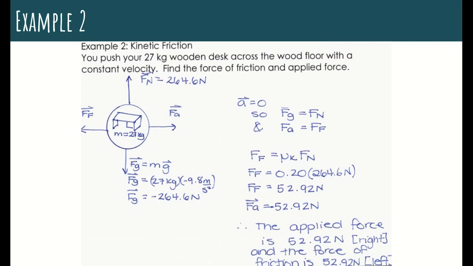That means the applied force has to be equal but opposite of that. So our applied force is going to be 52.92 newtons towards the right, and the force of friction will be opposite of that at 52.92 newtons to the left. All right, so that is it.